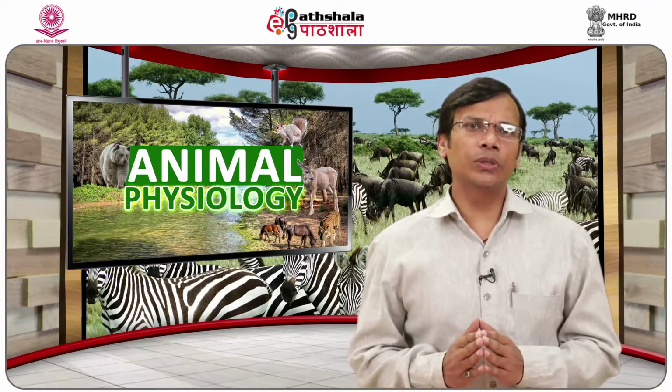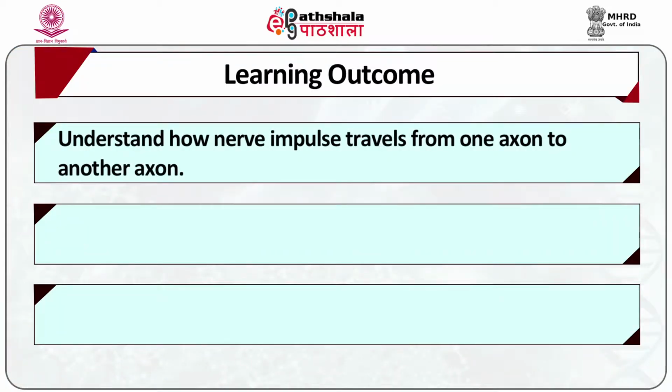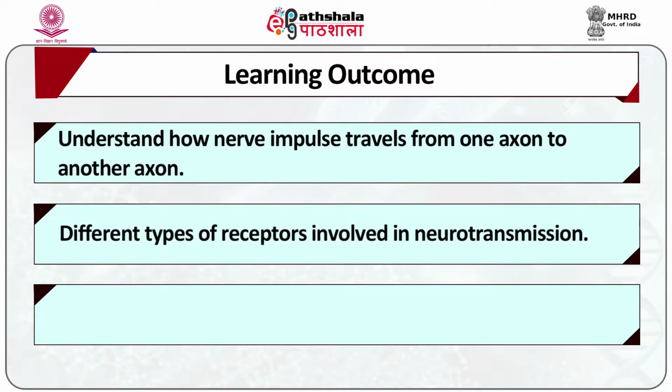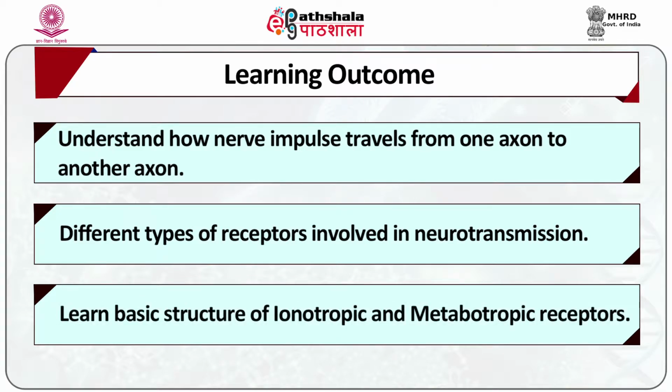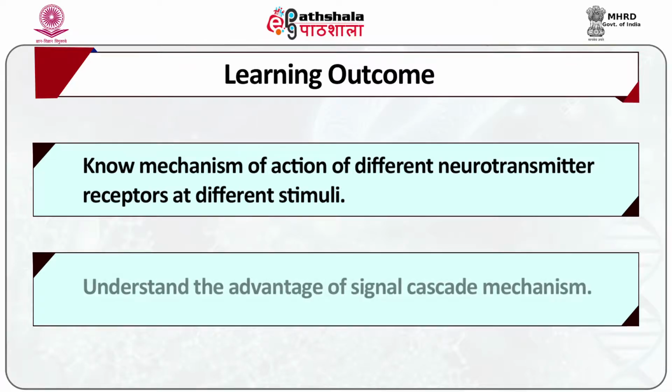After studying this module, you shall be able to understand how nerve impulse travels from one axon to another axon, the different types of receptors involved in neurotransmission, learn the basic structure of ionotropic and metabotropic receptors, know the mechanism of action of different neurotransmitter receptors at different stimuli, and understand the advantage of signal cascade mechanism.